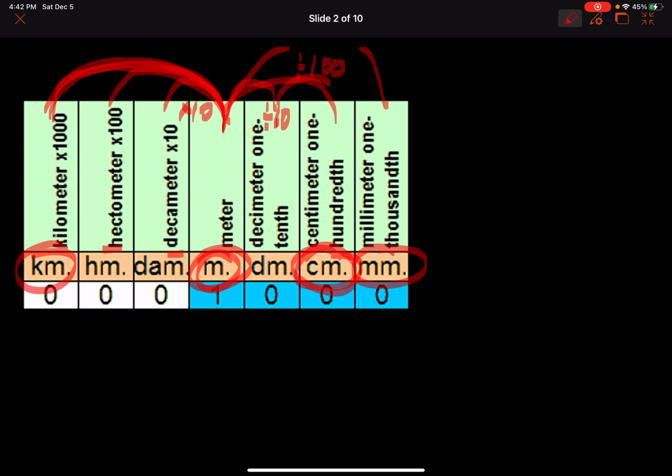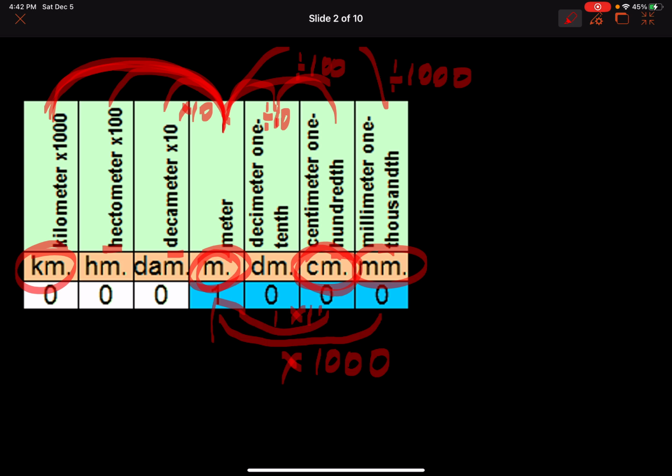If I was going to go the opposite direction, I would do the reverse application there. So that would be times by 1,000 from millimeters to meters, times by 100 there, and decimeters to meters would be times by 10. Okay, same as coming back from kilometers, I would divide by 1,000.